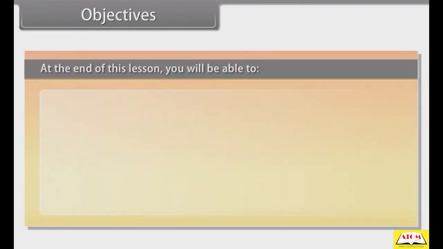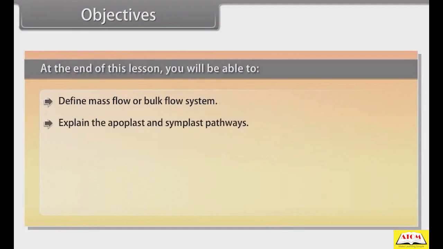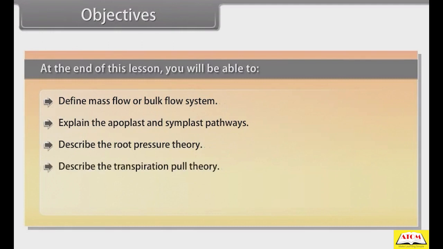Objectives. At the end of this lesson, you will be able to define mass flow or bulk flow system, explain the apoplast and symplast pathways, describe the root pressure theory, describe the transpiration pull theory, explain the transpiration process.